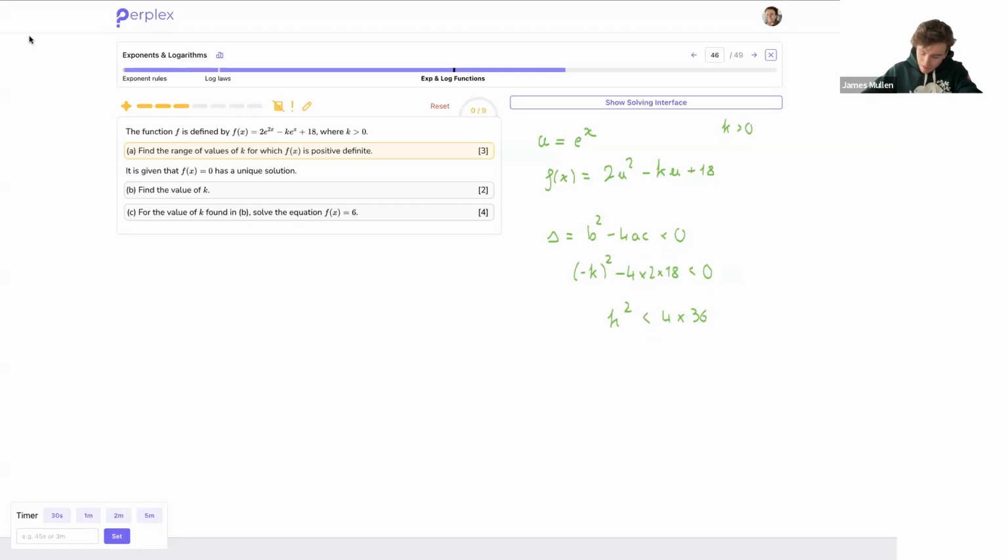So that means that k is going to be between, if I take the square root of 4 times the square root of 36, that's negative 2 times 6. So negative 12 on the left-hand side and positive 12 on the right-hand side. But I know that k is positive. That's given in the question, which means that actually this must be 0. So k is between 0 and 12 is the answer to A.